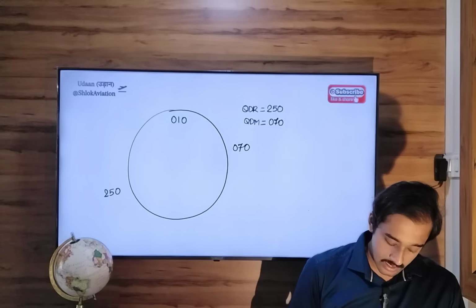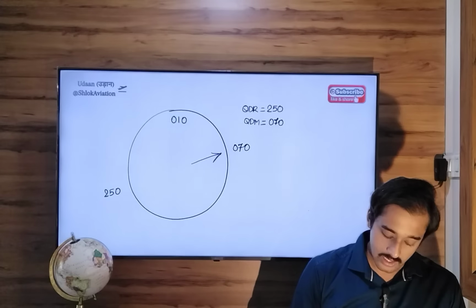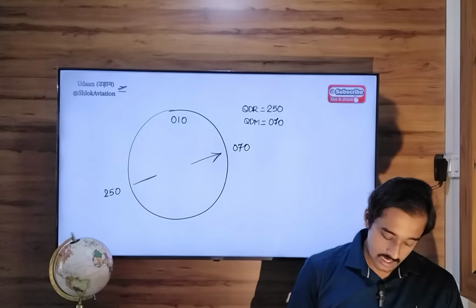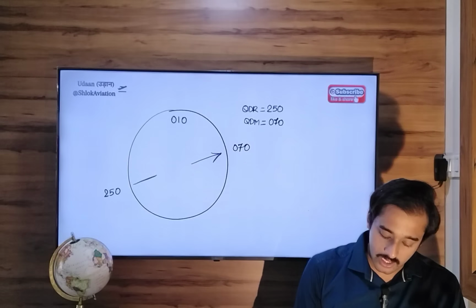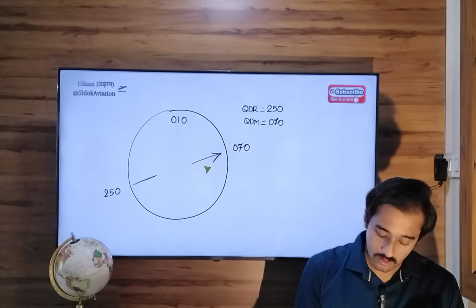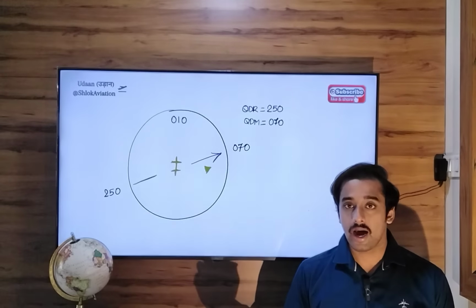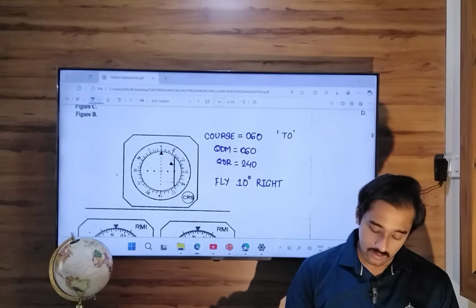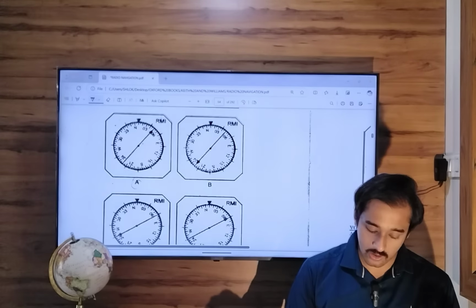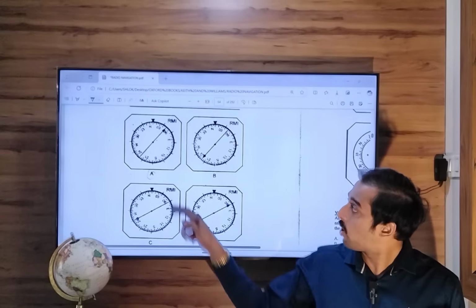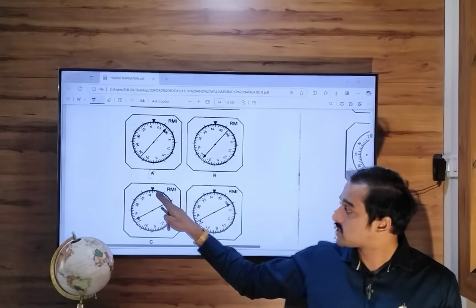The RMI needle, the tip of the needle, will be pointing towards 070. The tail will be at 250 and the TO-FROM indication will be TO. Airplane will remain in the center. So this will be your RMI indication. So let's check which is the correct option. In all the options you will see a heading of 010.